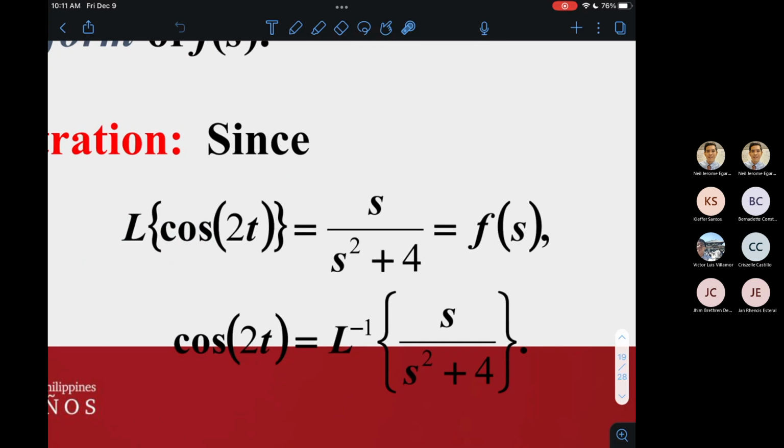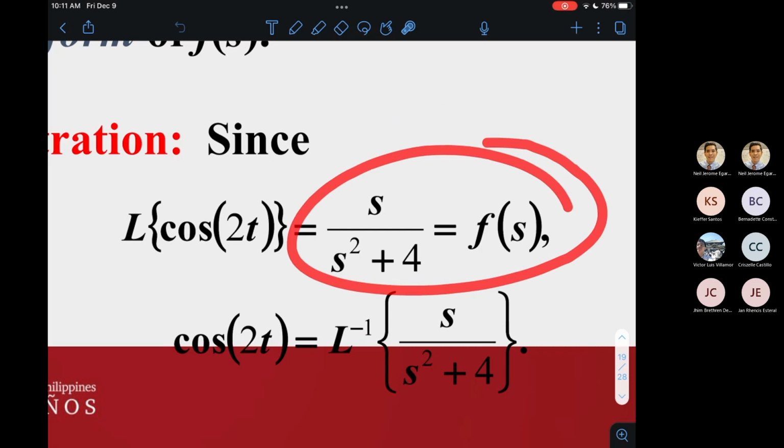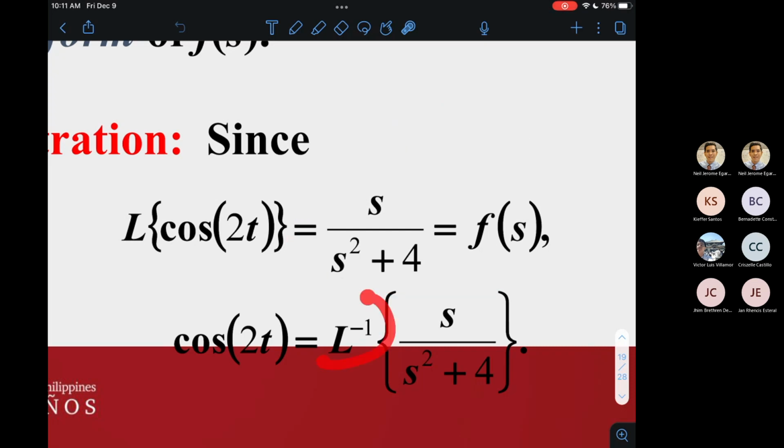Note that we know, hopefully you already know, that the Laplace transform of cosine 2t is s over s squared plus 4, right? Because the formula is s over s squared plus k squared. So that's our little f. Now, the inverse Laplace transform, denoted by L inverse. So the inverse Laplace transform of s over s squared plus 4 is equal to cosine 2t. Kasi pag nilaplace transform yung cosine 2t, ang sagot ay s over s squared plus 4. Okay?